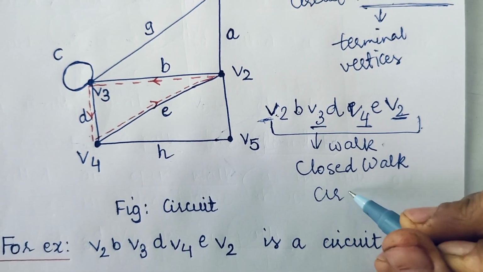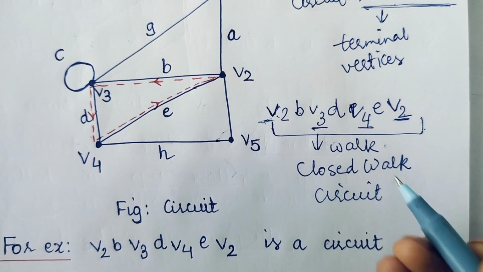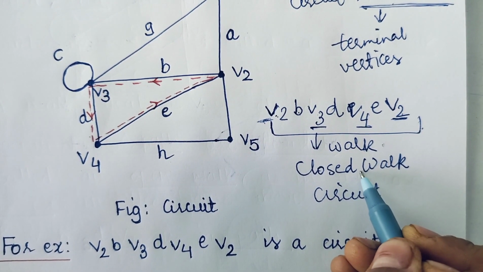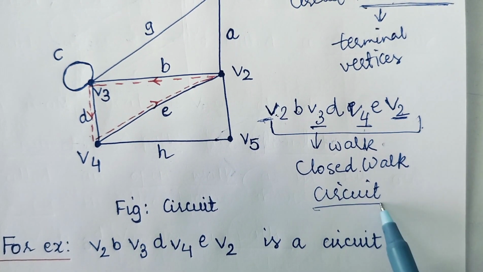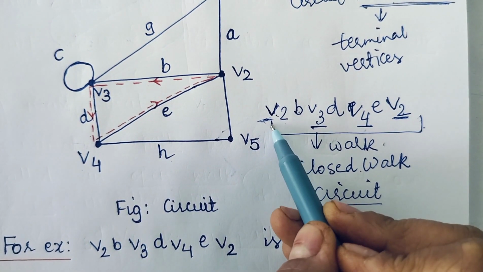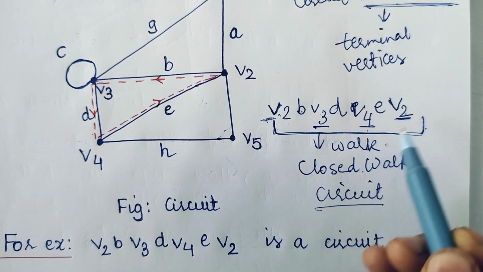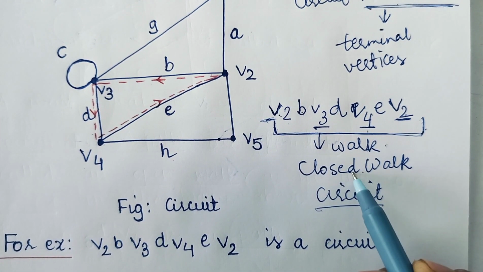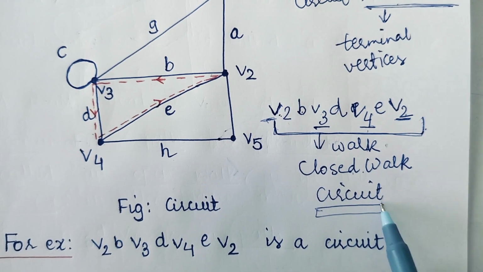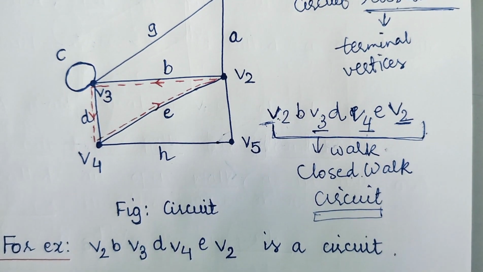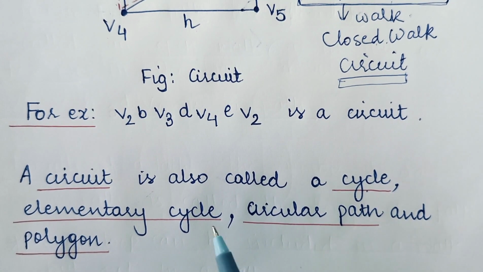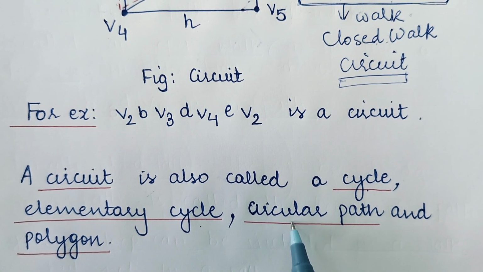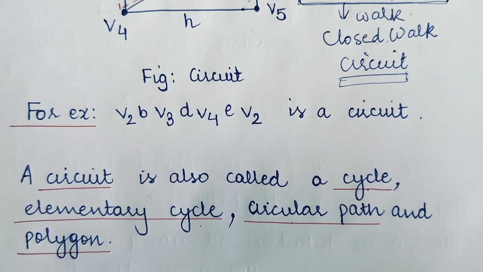So we can say that this is a circuit. Because it is a walk, then it is a closed walk, and then no vertex other than the initial and final vertex is being repeated. So I can say that this alternating sequence of vertices and edges which constitutes a walk and which is a closed walk can be called a circuit here. The other names by which you can call a circuit are a cycle, an elementary cycle, circular path and a polygon, but the most commonly used name is a circuit.